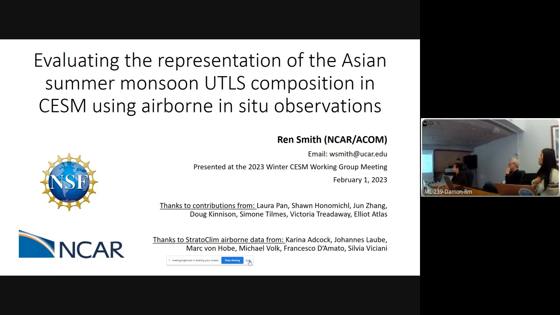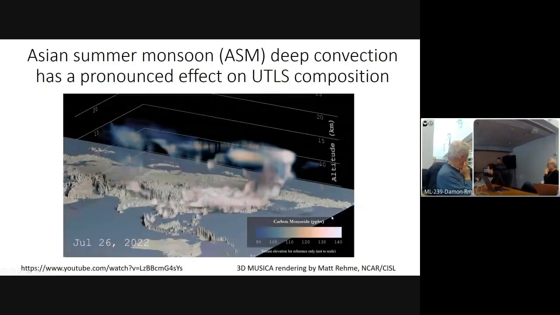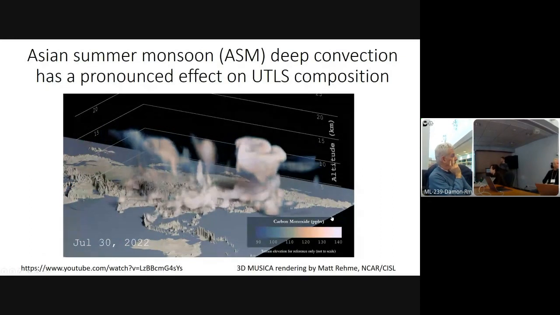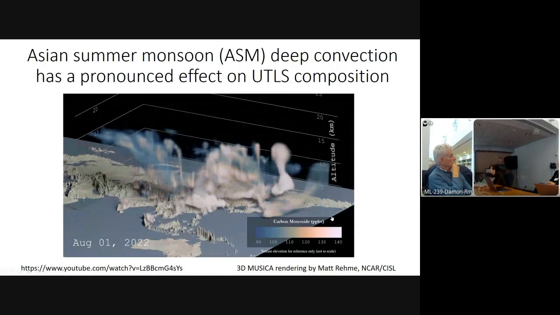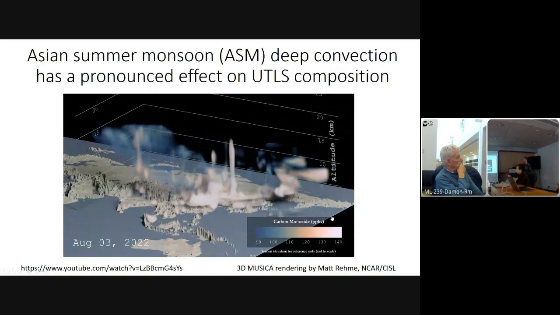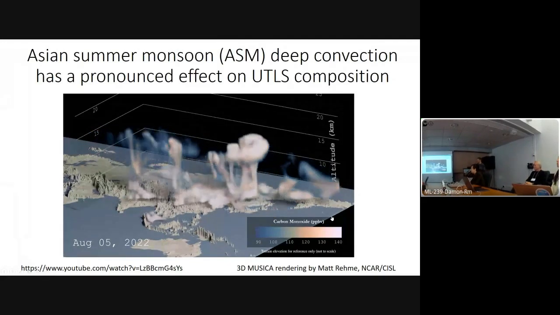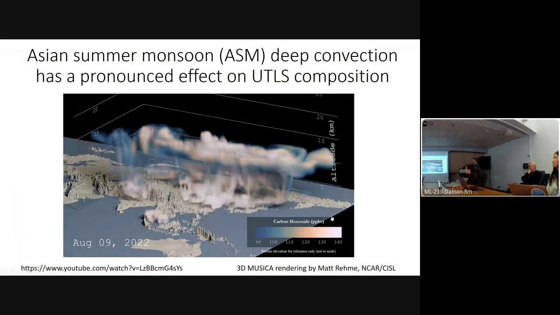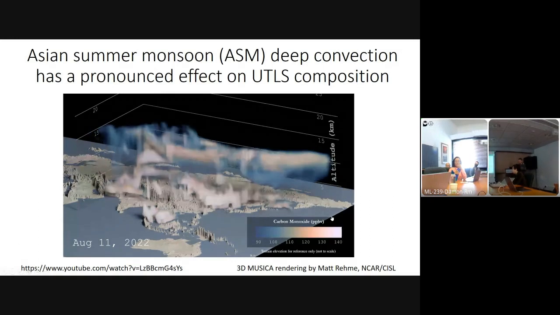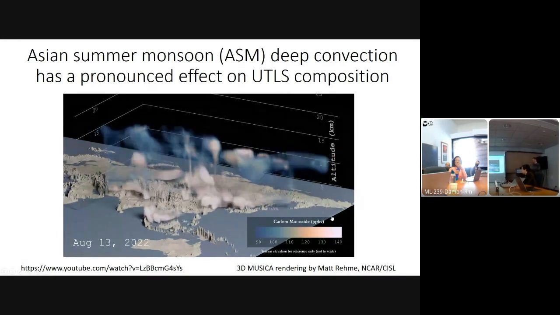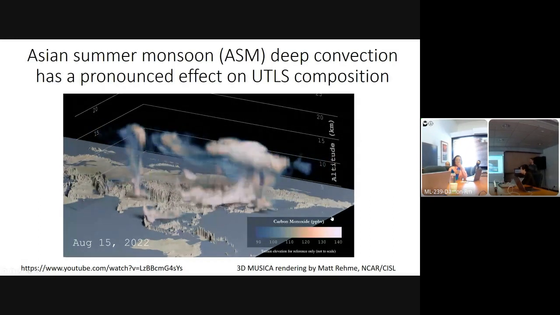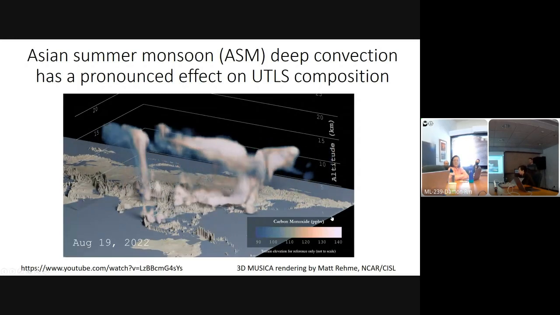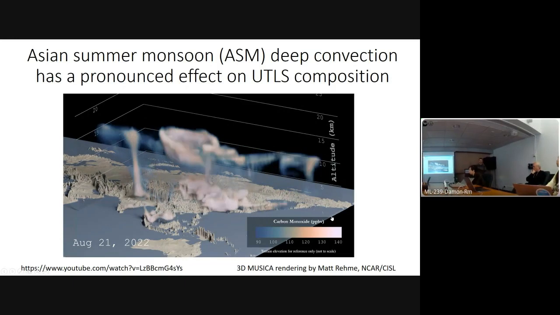Let me hide this real quick. Those of you in ACOM or who were at the conversation with Tony B yesterday will not be surprised to see this animation again. This is sort of my de facto starting point every time I talk about the Asian summer monsoon. This is an animation of carbon monoxide from the MUSICA model during summer 2022. So this is the year that we had the ACLIP campaign. And what you're really seeing here is highlighting the importance of the Asian summer monsoon convection on the composition of the upper troposphere and lower stratosphere.